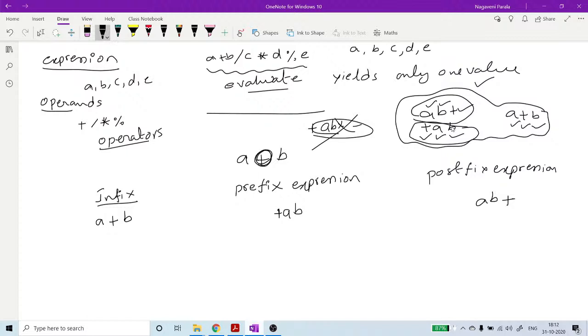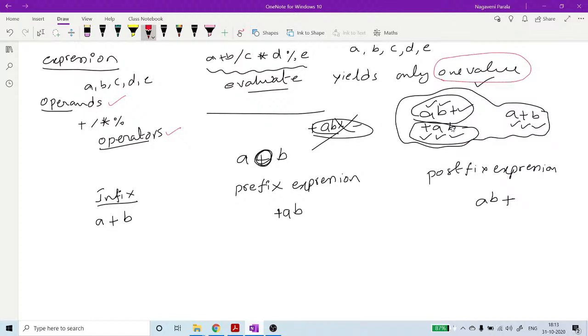So the definition is: an expression is a collection of operands and operators, but it has to follow the proper syntax. And however big the expression may be, when it is evaluated, it yields only one value.